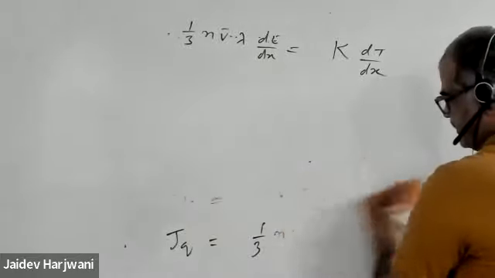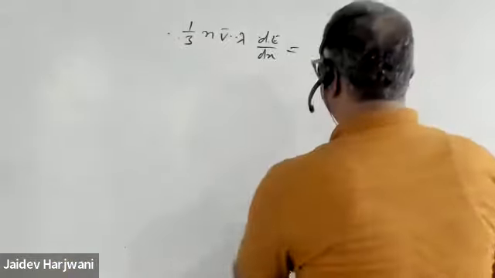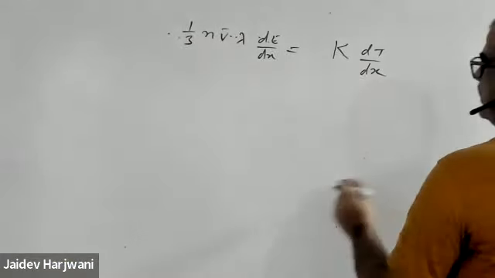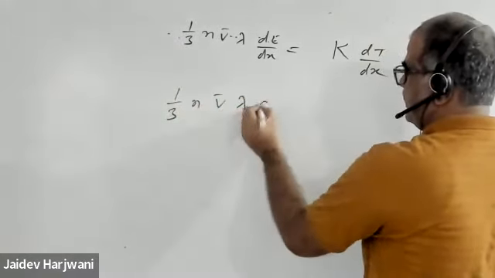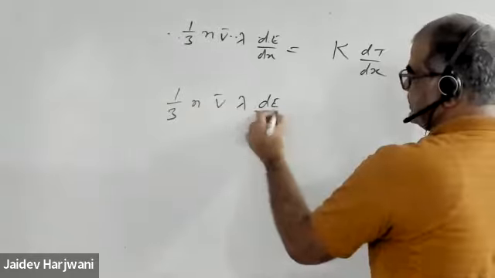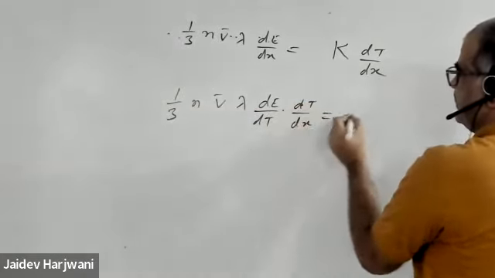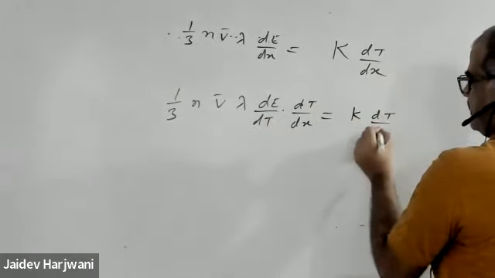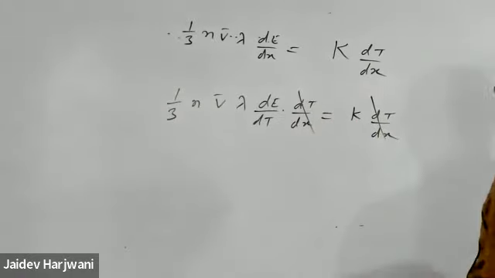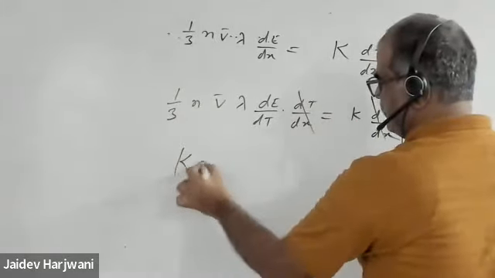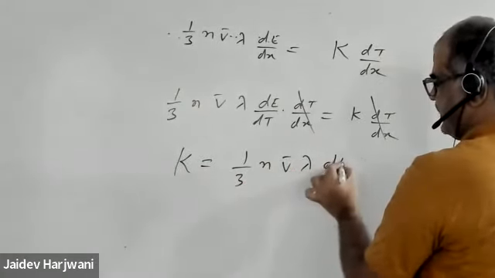So if I calculate now the value of K, I know this is 1/3 V bar lambda delta E upon delta X. I can write delta T upon delta T upon del X, so delta T upon delta X cancels. So I will have the K value as 1/3 V bar lambda del E by del T.